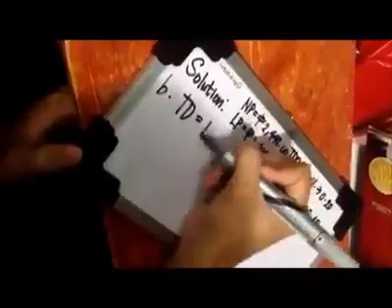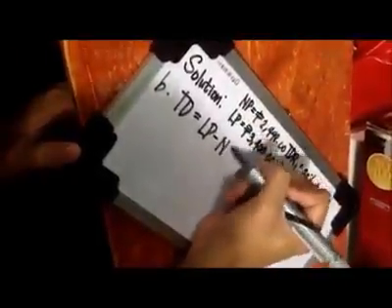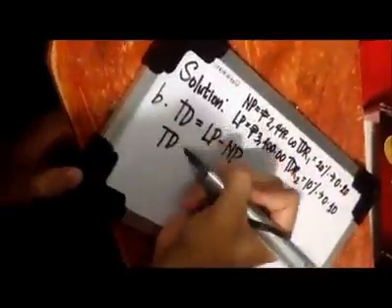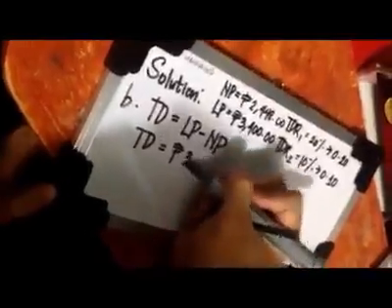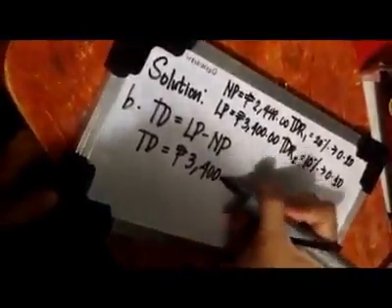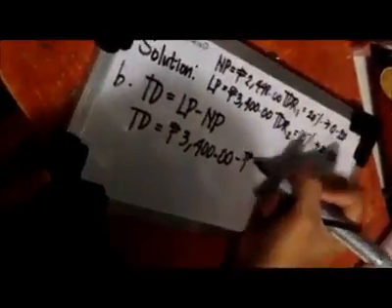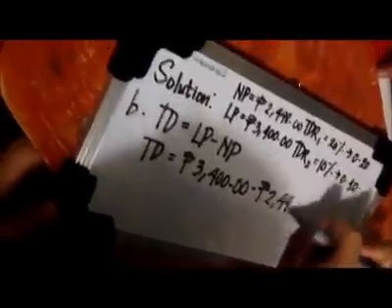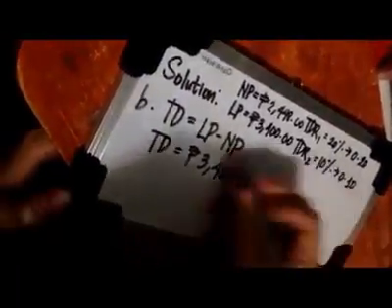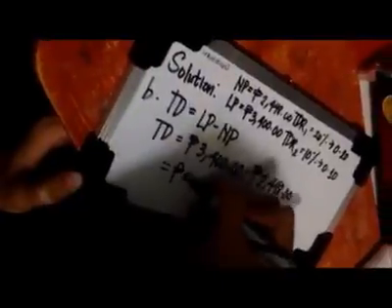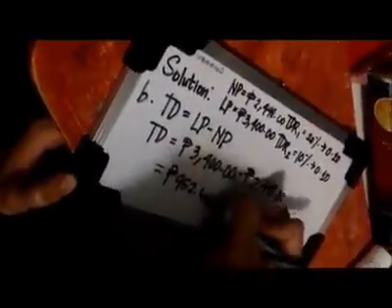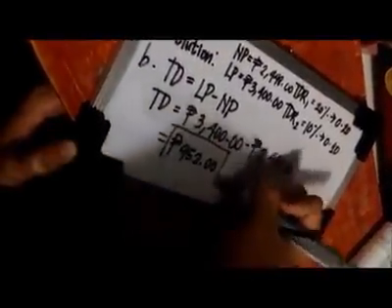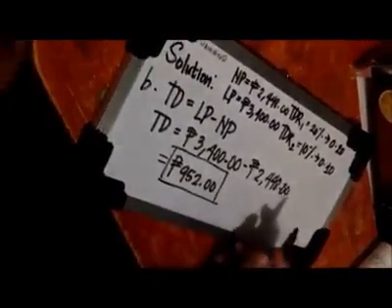After solving for the net price, we can now solve for the trade discount. Trade discount is equivalent to the difference of the list price and the net price. We have a list price of 3,400 and a net price of 2,448. So trade discount is 3,400 minus 2,448, and we'll have 952 pesos as our trade discount.